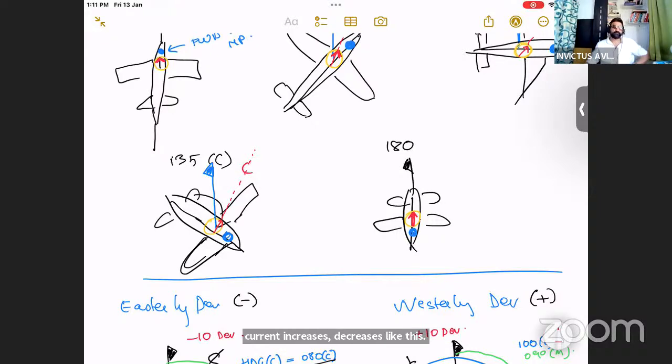Write down the next point. At 180 heading, the magnetic meridians act along the same line and the compass needle is pointing towards the stronger magnetic north. That is the Earth's magnetic north pole. As they are on the same line, same meridian, there is no deviation.